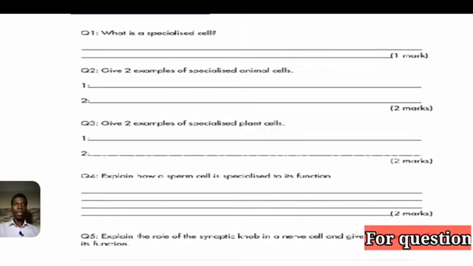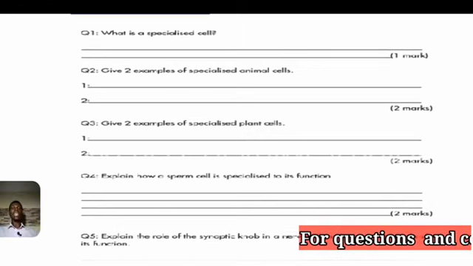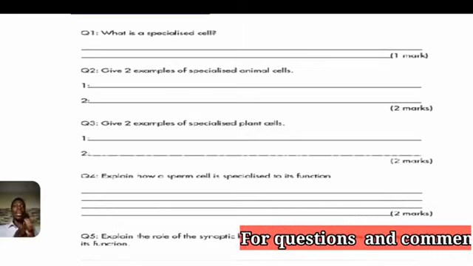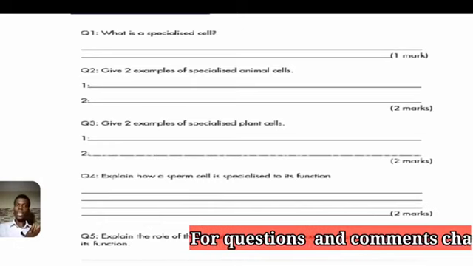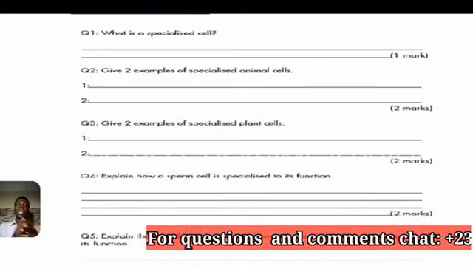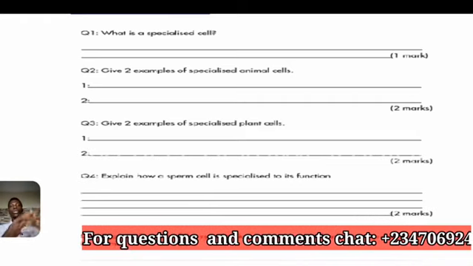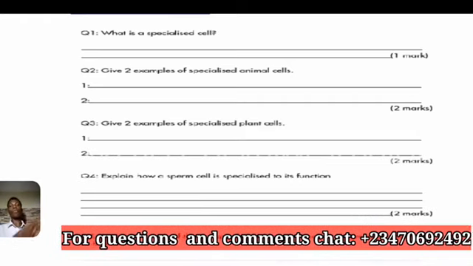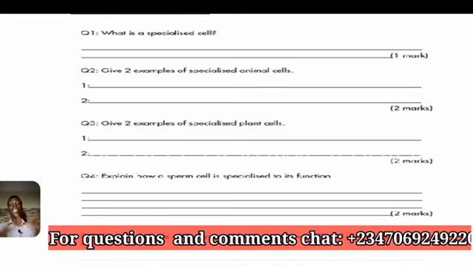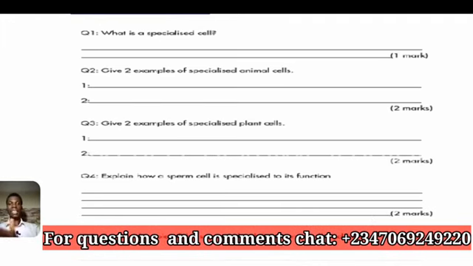Okay. What is a specialized cell? Beautiful. Pause the video, think. All right. A specialized cell is a cell that has structures to perform specific functions, basically. Or you can say for short, specialized cells are cells that perform specific functions.